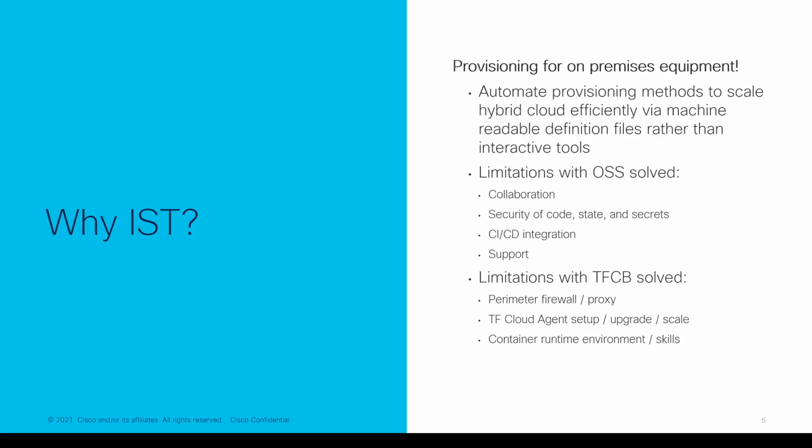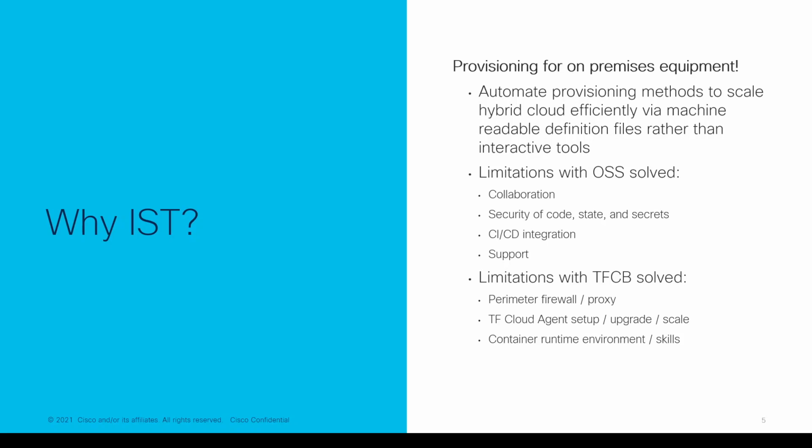So why do we need a tool like Intersight service for Terraform? And the simple answer is we need it for provisioning on-premises equipment. If we've got our TF files out in the cloud and we have, let's say, an ACI fabric on-prem, well, how do we connect to that on-prem equipment without a bunch of problems? And we're going to kind of talk through some of those problems here.